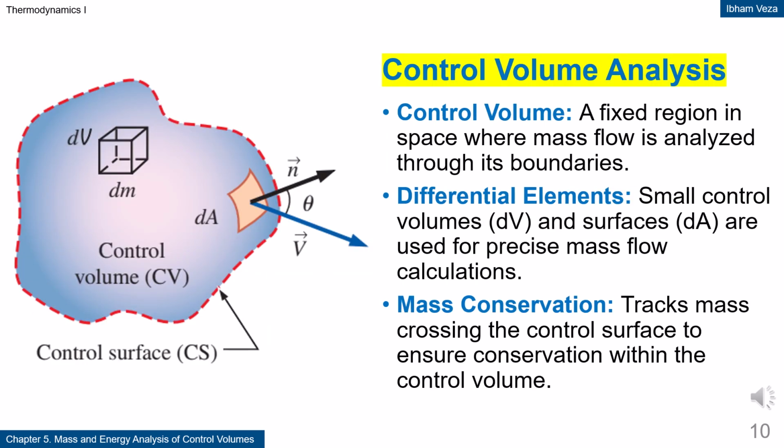Control volume analysis. A control volume is a selected region in space used to analyze mass and energy flow. Its boundary is called the control surface, where mass and energy can cross. For more precise analysis, small differential elements of volume and surface area are used. This approach allows the formulation of general mass balance equations. This concept becomes the foundation of all flow system analysis.